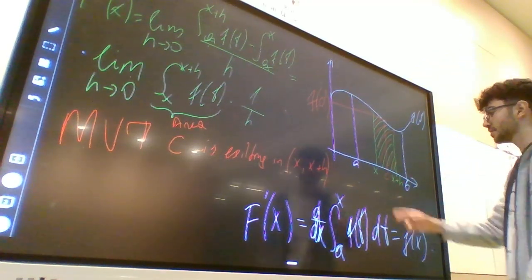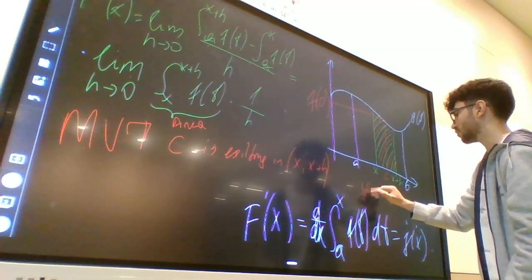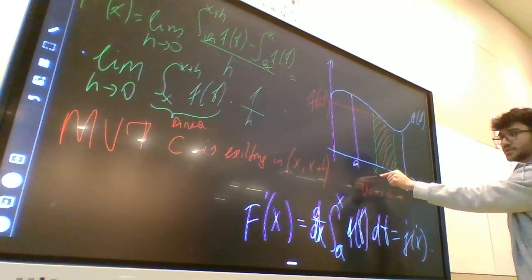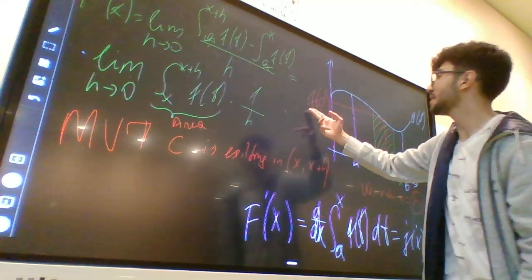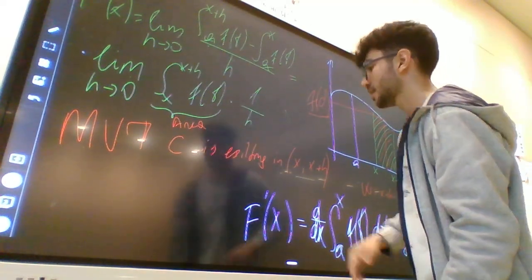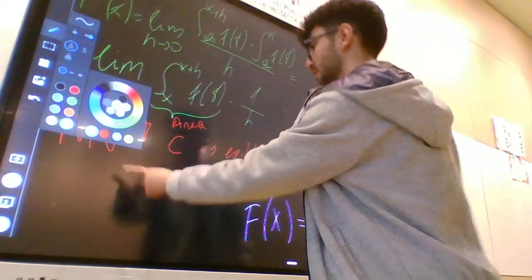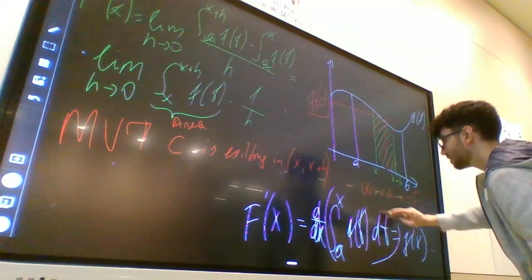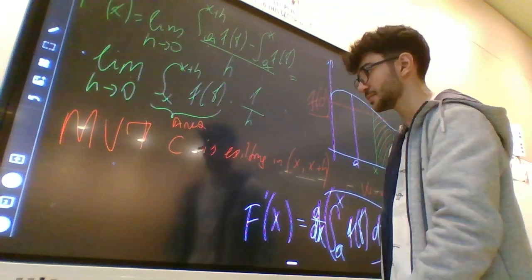What is our width? Our width is equal to x plus h minus x, yes? As you see here, our width is h. And our length, our height actually, is f(c). And again, let's write the area. What is the area? Actually, the definition of integral in another word is area, yes?